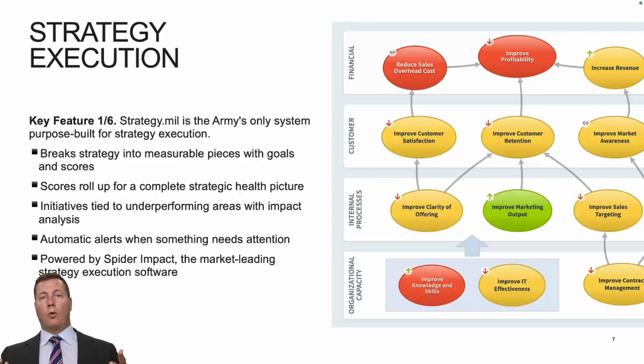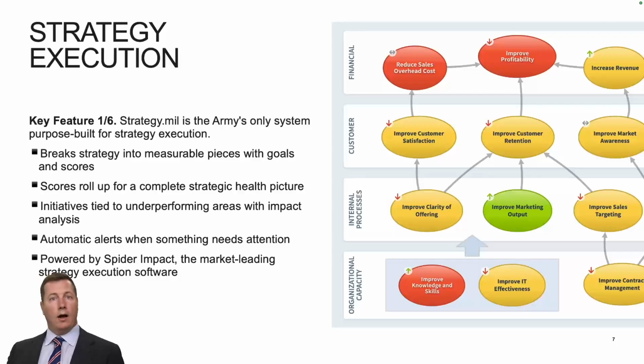It takes your organization's big picture strategy and breaks it down into small measurable pieces that you set goals to, you get a color, you get a score, and it rolls the performance up the tree so you can see at a glance, am I accomplishing my big picture strategy? More importantly, it communicates that strategy throughout your organization so everybody can see how you're doing and how they fit into the big picture. Strategy.mil has been doing strategy execution since day one, and this has been its bread and butter for many years.